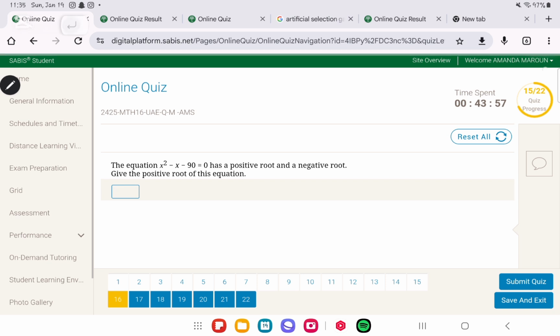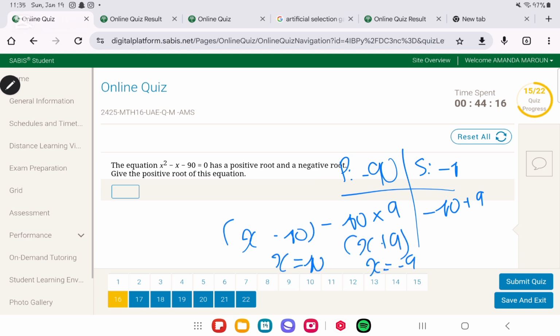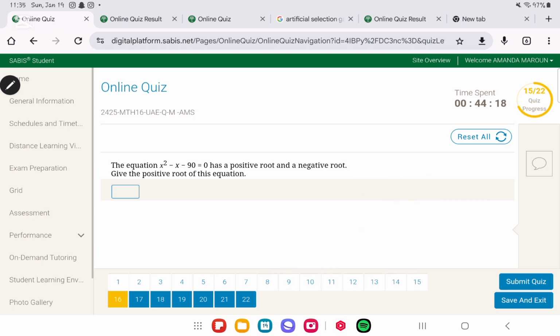So now we move on to question number 16. Here again, you can either do product sum, product of minus 90, sum of minus 1. So minus 10 times 9, minus 10 plus 9. So x minus 10, x plus 9, x is equal to 10, and x is equal to minus 9. They need the positive root, so it is 10.